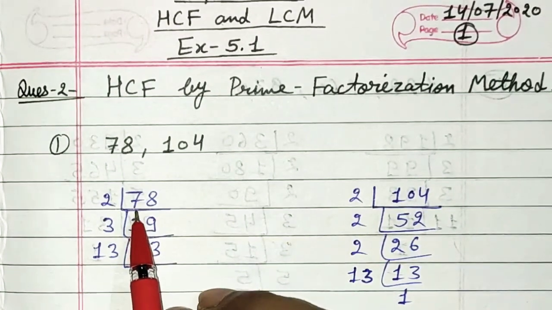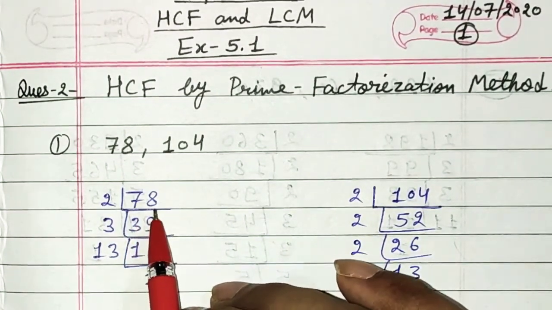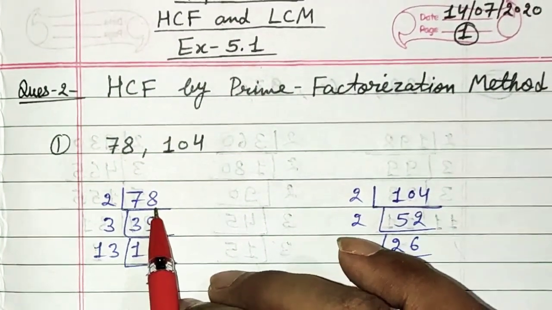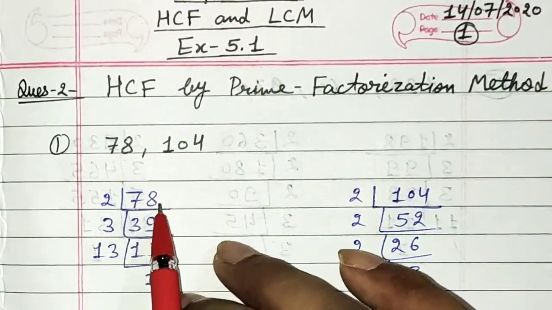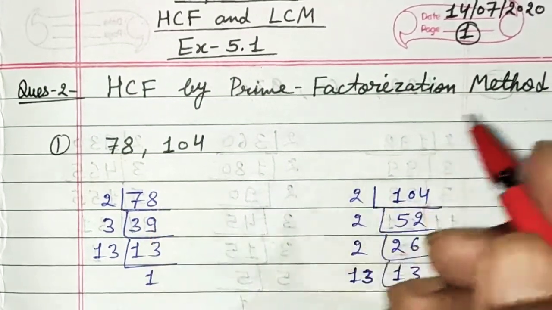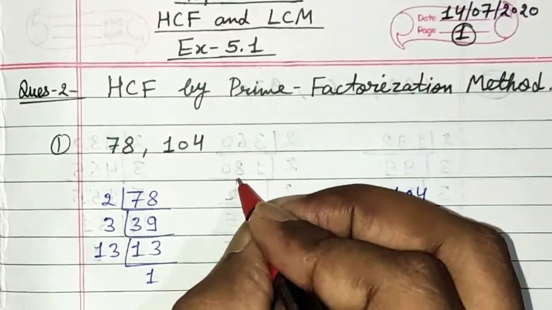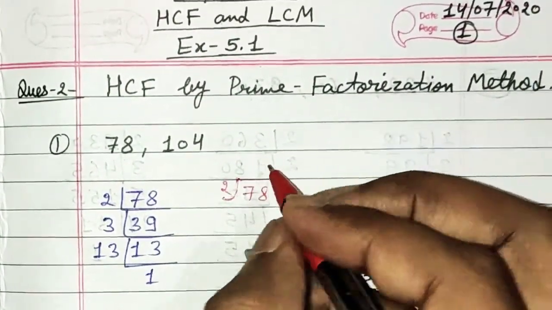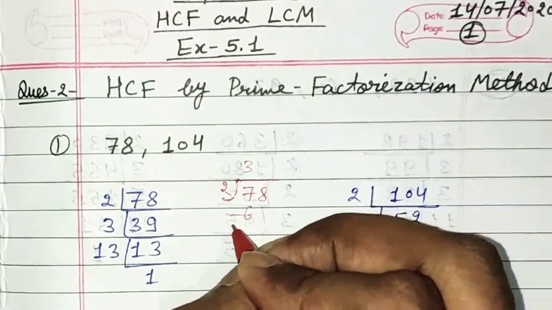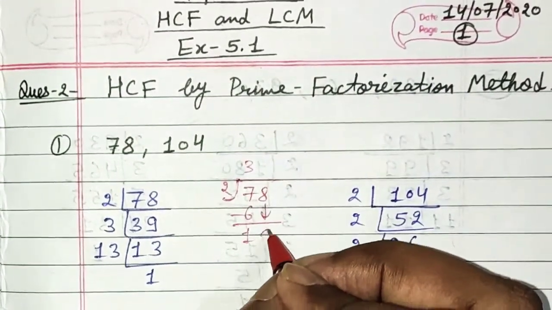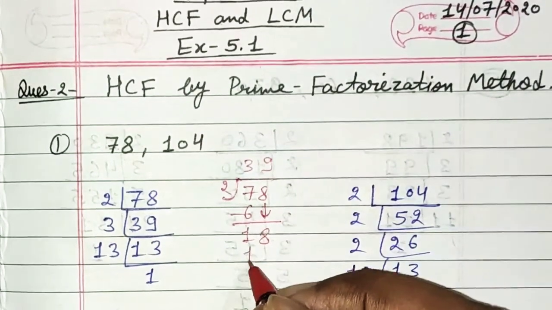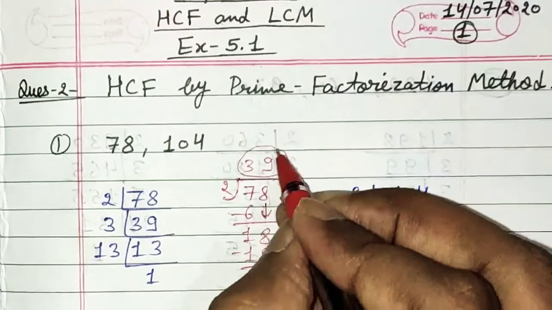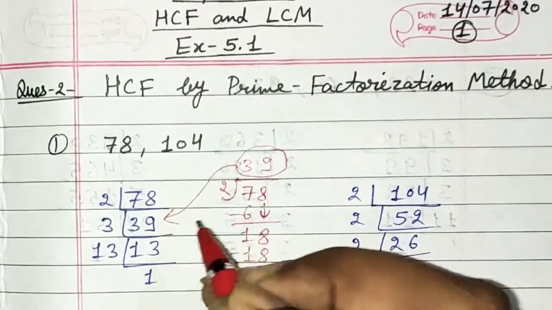So first we will divide 78 by 2. Here the last digit is 8, that means it is an even number, so it must be divisible by 2. Now the procedure is, 78 is here and you will divide it by 2. 3 times 2 is 6, then 18, 9 times 2 is 18. The quotient you will have to write in the next step.